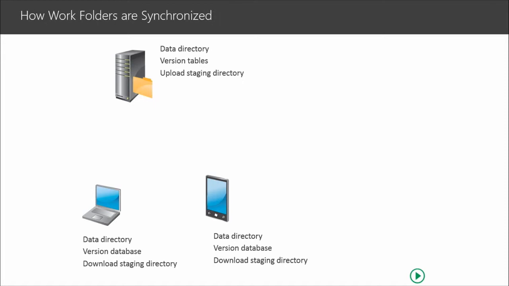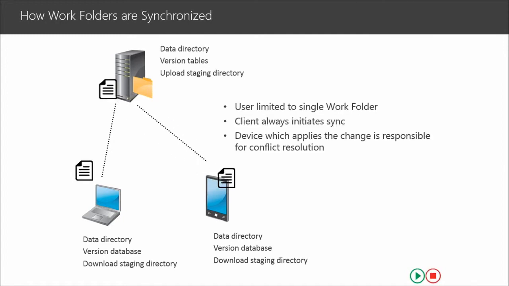Again, it works like Offline Files. So lower left-hand corner, here's a laptop, and they'll have a local copy of the files, and they'll have a version database. That helps the client tell if there are any new changes to synchronize with the server and vice versa. Important caveats here: a user is limited to a single work folder. Another important thing to be aware of is the client is always the one that initiates synchronization, never the server.